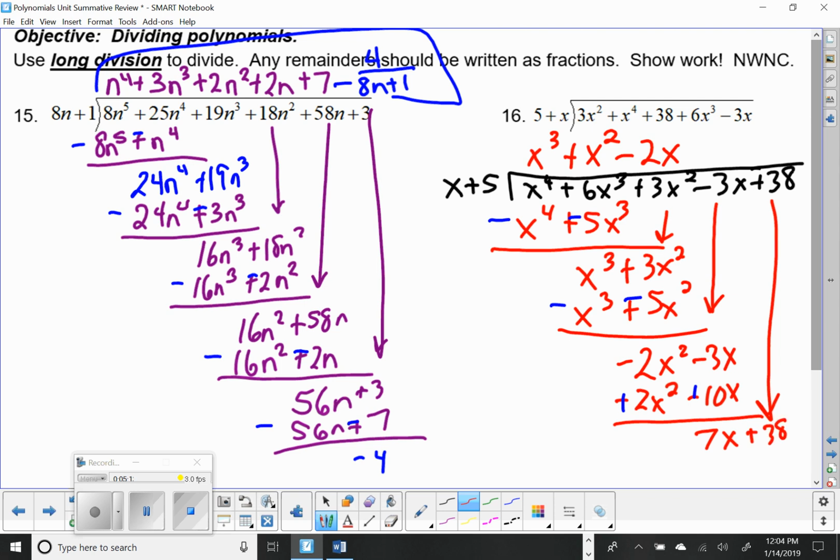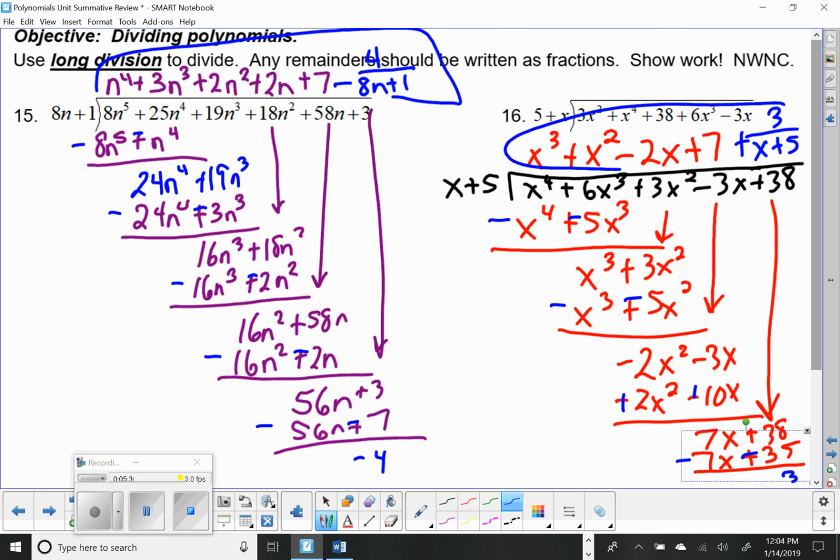X will go into 7x 7 times. So this becomes 7x plus 35. Subtract, and you're left with 3. So this is going to be plus 3 over the x plus 5. Your remainder here is 3. The quotient is x cubed plus x squared minus 2x plus 7.